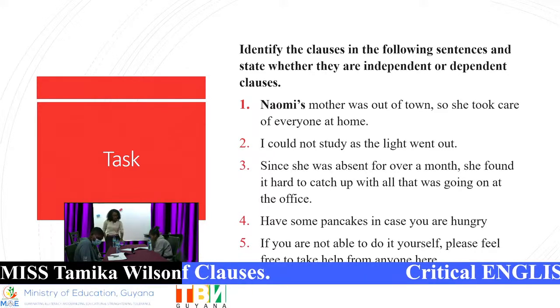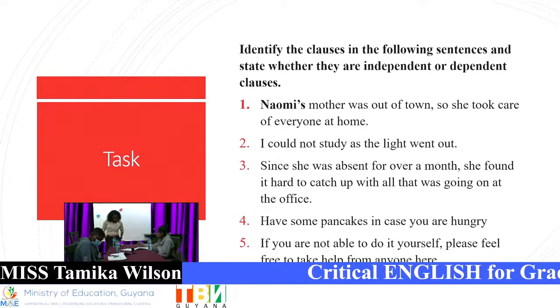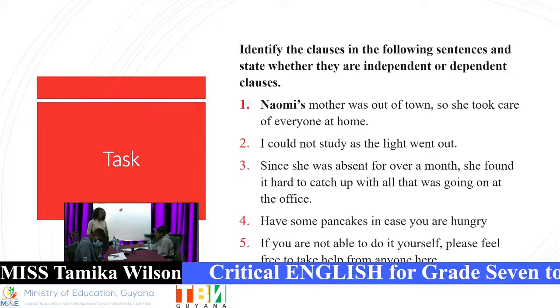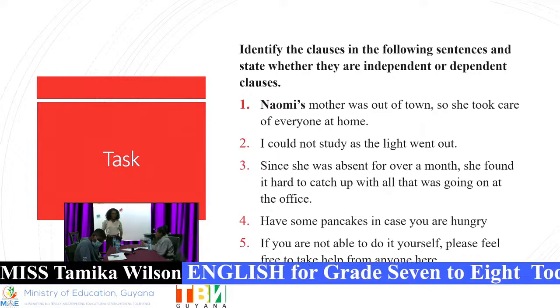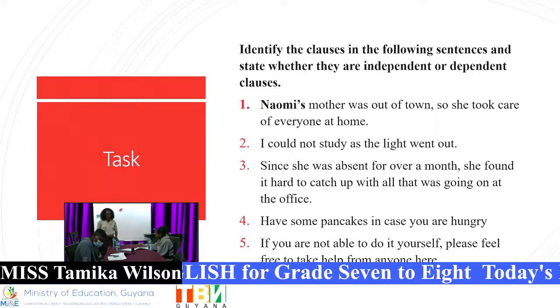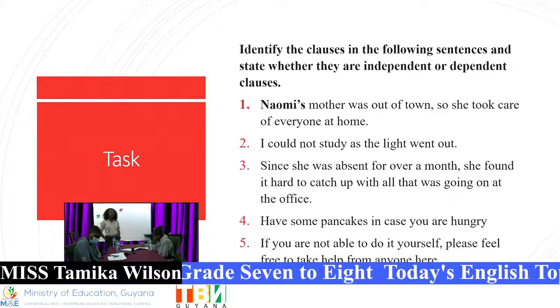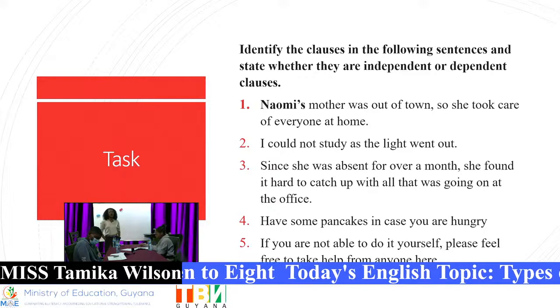Aliyah, it has an independent clause and a dependent clause? Yeah. All right, so identify them for us, please. I could not study, and as the light went out. As the light went out is a dependent clause. Correct. I could not study is an independent clause.